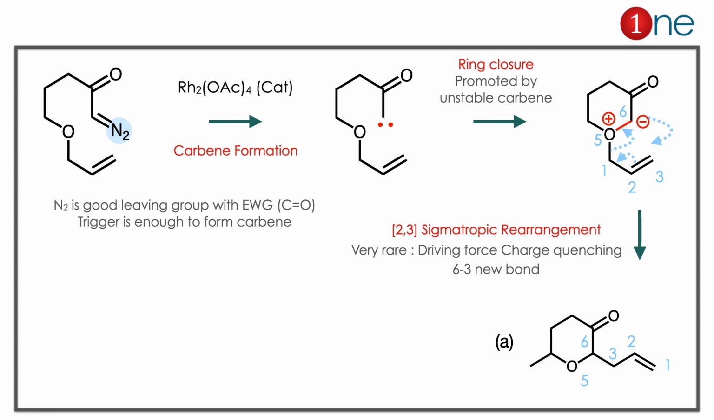Here you have to learn 2 important things. One is carbene formation. If you have an azo group adjacent to any electron withdrawing group, you might expect carbene formation. The second thing is the 2,3 sigmatropic rearrangement. It is very rare. Here it happened because it has to quench the charges.